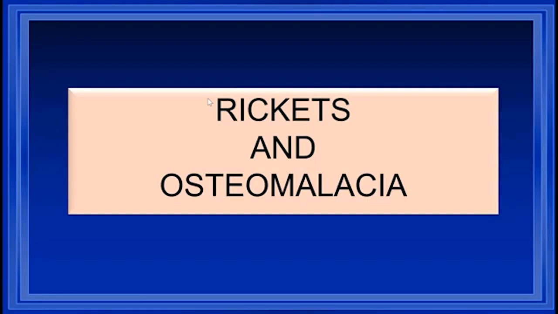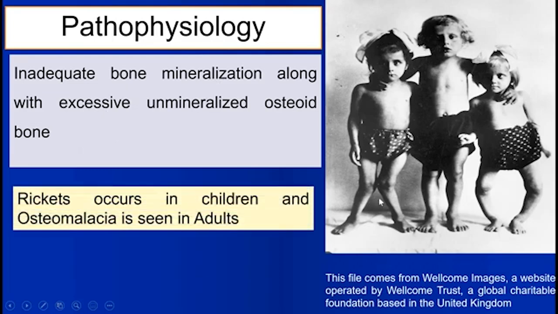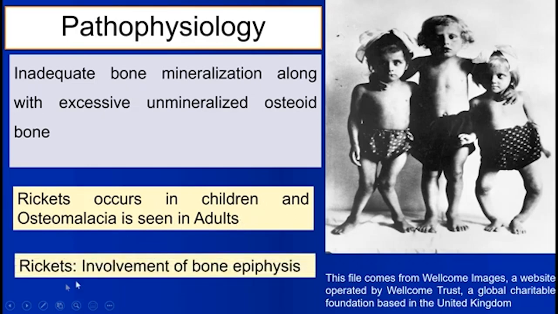Now let us discuss two major disorders, rickets and osteomalacia, that are directly linked with vitamin D deficiency. The basic pathophysiology in these disorders is that there is inadequate bone mineralization along with excessive unmineralized osteoid bone, simply meaning that the bones which are formed lack the minerals like calcium and phosphate. Rickets occurs in children, and osteomalacia is the mirror disease that is seen in adults. And rickets primarily involves the bone epiphysis.